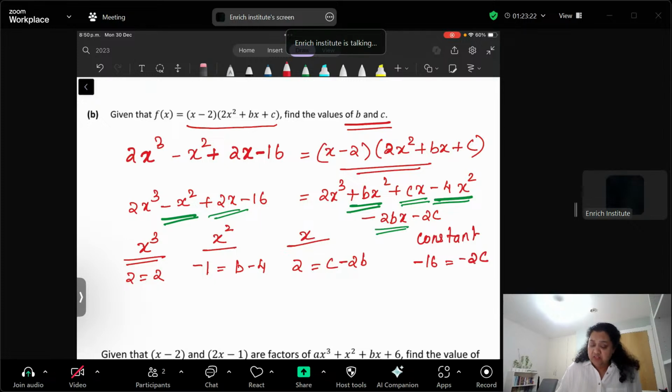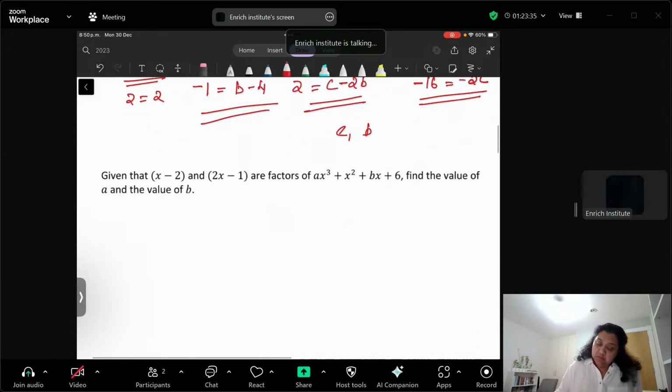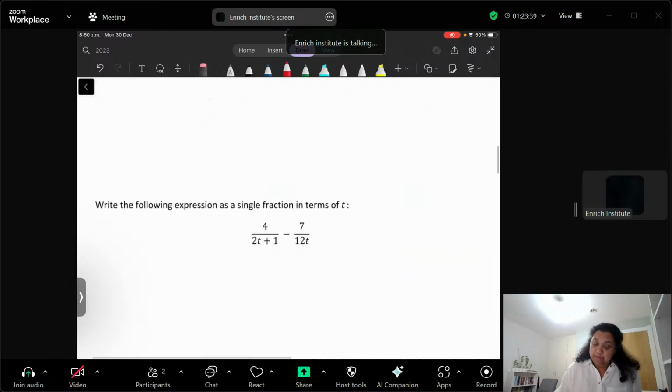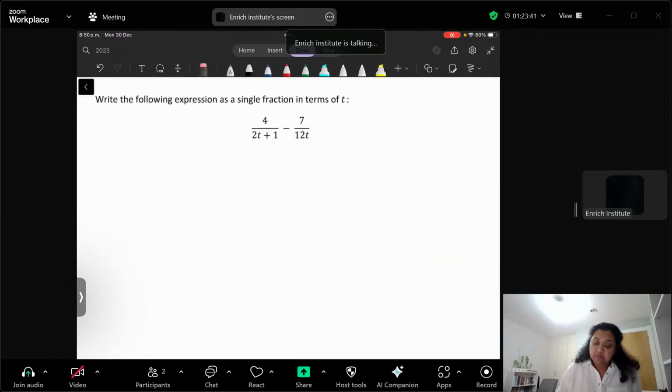And you can solve these equations, the 1, 2 and 3, to find the value of c and b. It is just a normal simultaneous equation or linear equation solution. So these are identities, algebraic identities. Please remember that.